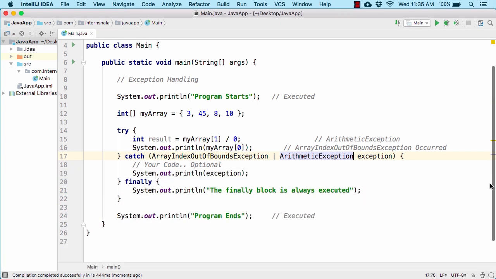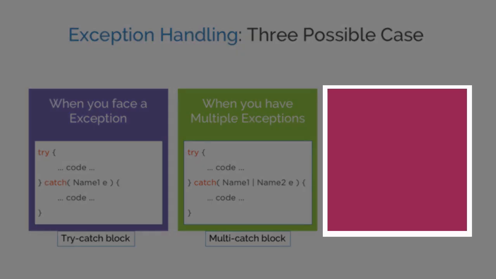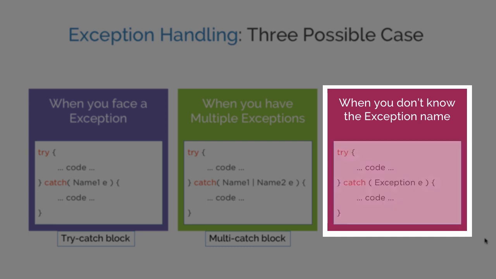So similarly, if you have more exceptions, then you can simply use the pipe symbol in between the names of the exceptions and then go ahead with the multiple catch block in Java. And now let us come to our third and last case. That is, till now whatever exceptions we saw, we were all aware of them. But what if you don't know the name of the exception? So in that case, we have a solution for that. Try the code and then catch the general Exception class.